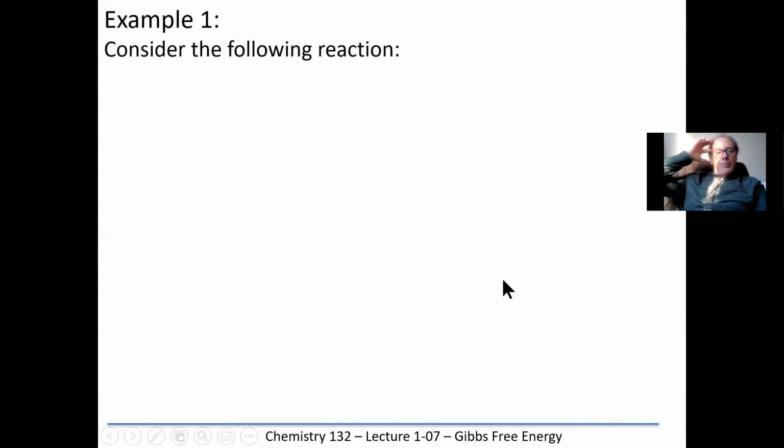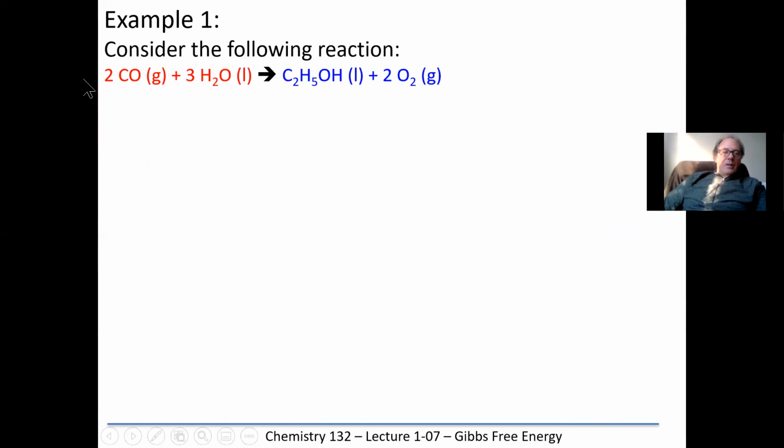So let's look at an example. Consider this reaction. We have carbon monoxide gas combining with water, liquid, to make, oh, look at that, ethanol. Very useful process. And oxygen. One way of making ethanol. Obviously, a more efficient way of making ethanol industrially is to use yeast to ferment sugar into ethanol. This reaction must be more expensive, or else they'd be using it to make ethanol.